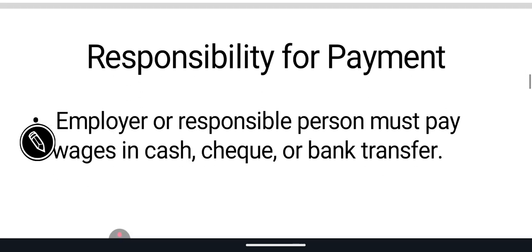Now, what is the responsibility of the payments? The employer or responsible person must pay wages in cash, check, or bank transfer. All right, so there are a lot of payment systems in today's world. You can also do Google Pay, you can do a check, you can do cash, or you can just transfer the amount to the bank itself.